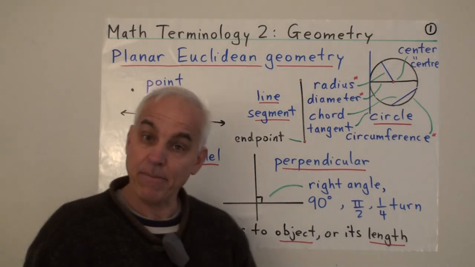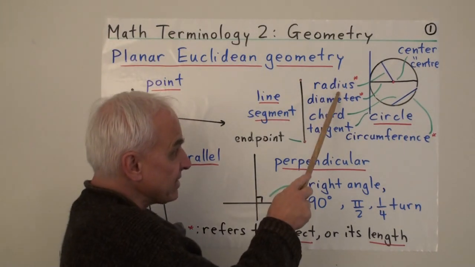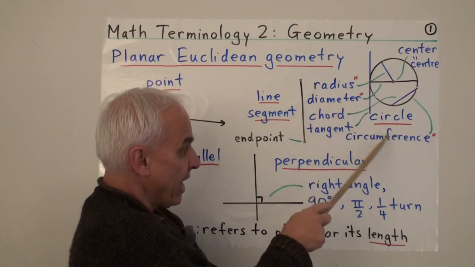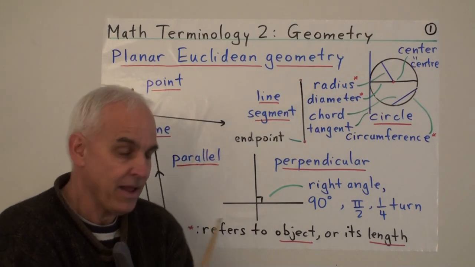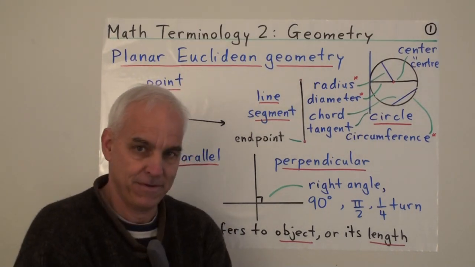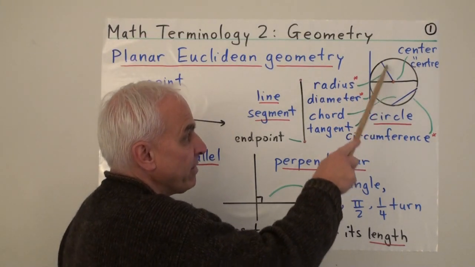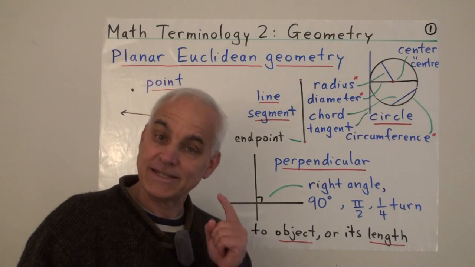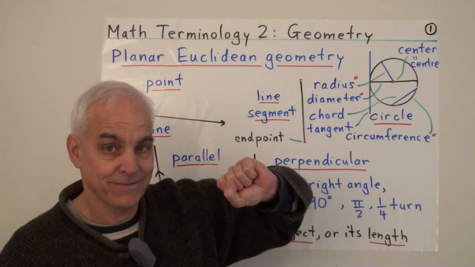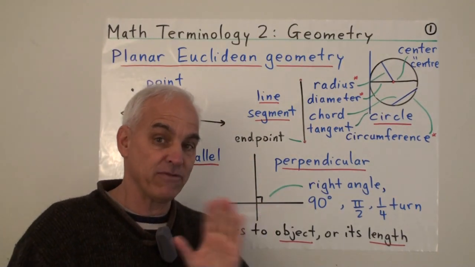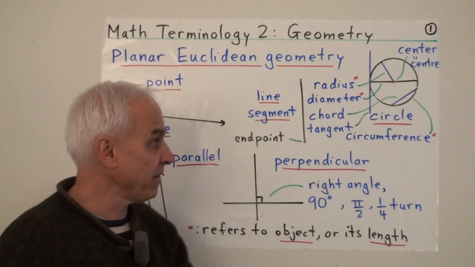Now I have to point out a little bit of ambiguity here that can be confusing. The terms radius, diameter, and circumference both refer to an object and sometimes to its length. So sometimes when we refer to the radius, we're actually talking about that line segment. And other times we use the same word to mean the length of that line segment. So it can be a little bit confusing. You have to be aware that the same word is being used in two somewhat different ways here.